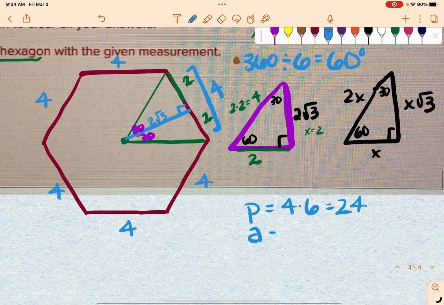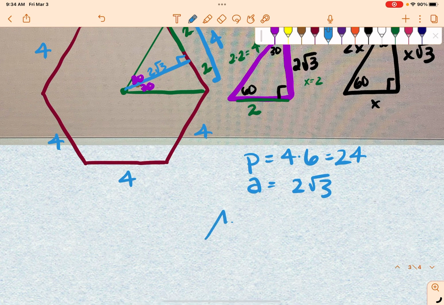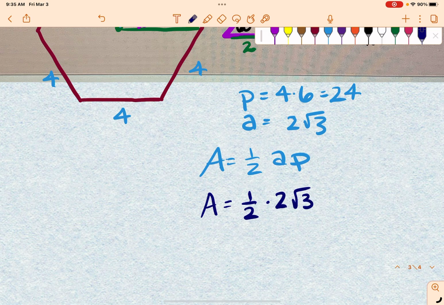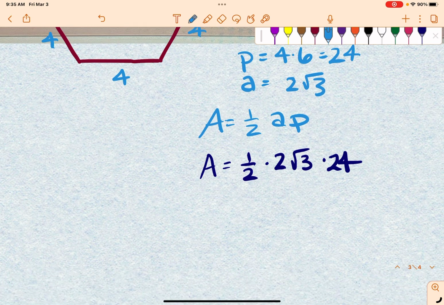And my apothem, they already gave me as 2 square root of 3. So now we can plug it into this formula. So I'm going to make the 1/2 into 0.5 just to make it easier to put in my calculator. Oh, it doesn't even matter. Let's leave it, I guess, as 1/2. And then it's 2 square root of 3, and then the perimeter is 24. So the good news is these two pieces right here, those cancel. So you're just going to be left with this part right here.